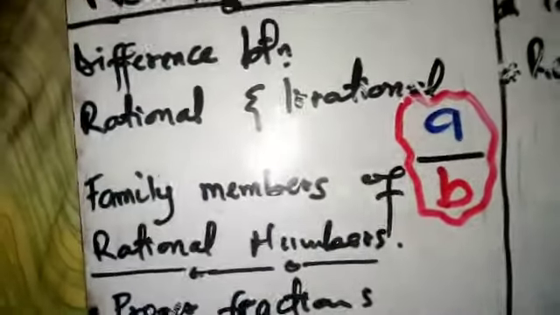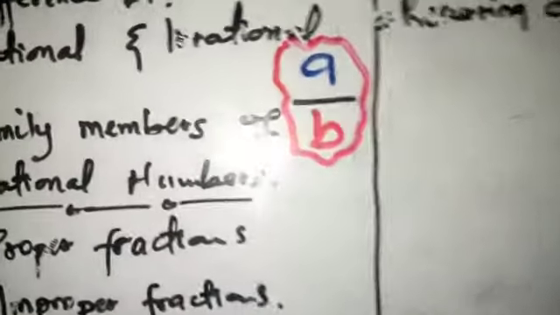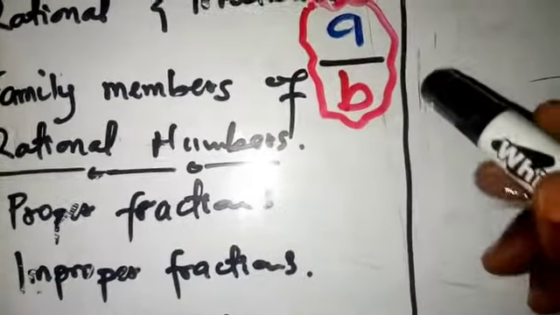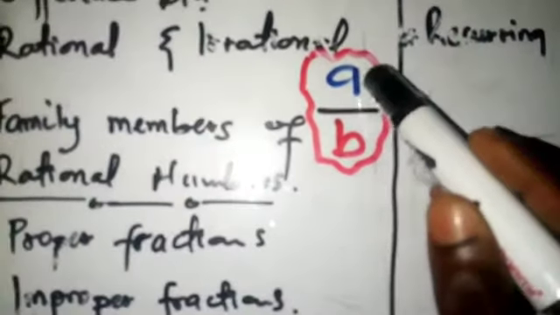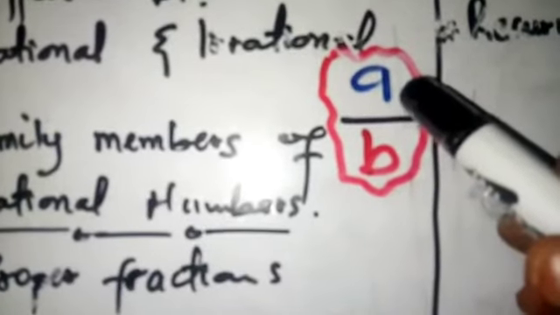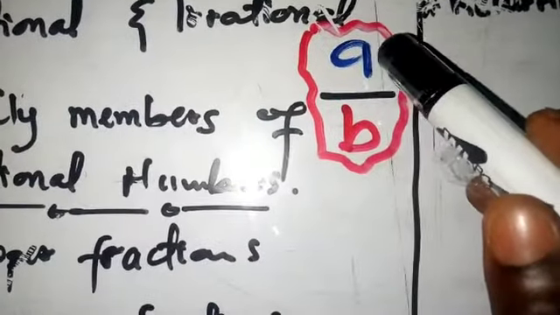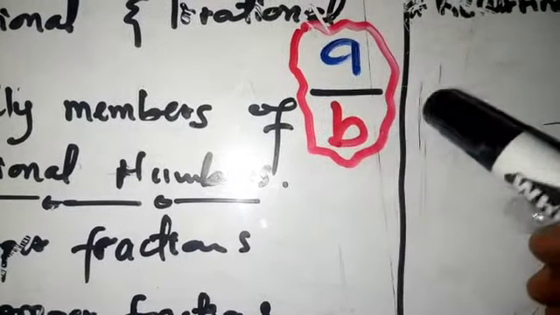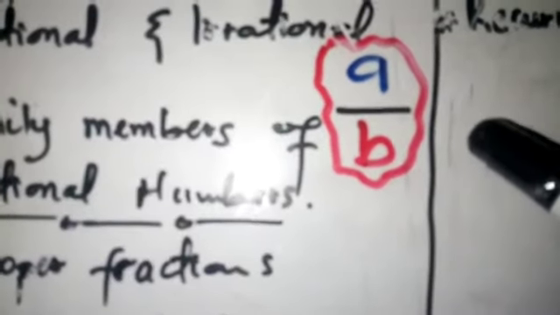Now let's get the definition of rational numbers. You need to know what a rational number is before you can tackle this type of question. A rational number is something that looks like this: something on top, and then another number at the bottom. That is what we call a rational number.